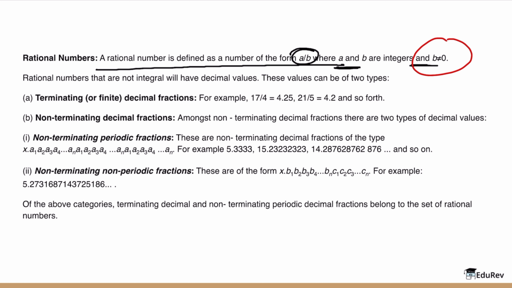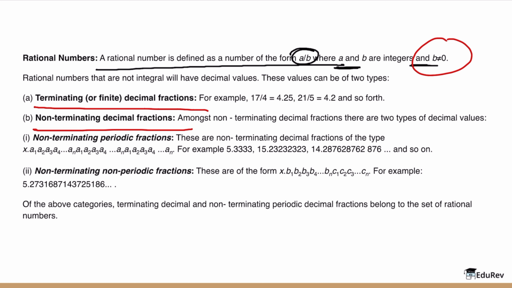Now rational numbers include non-integral numbers, which have decimal values. Which means rational numbers are not only the ones which have the integral part. They are also the ones which will have decimal values. Those numbers are your rational numbers. Now these values can be of two types. They can be terminating or finite ones, or non-terminating ones.